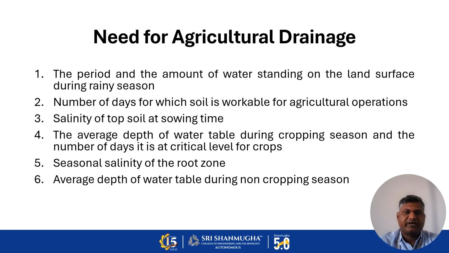So what is the need for agricultural drainage? The period and amount of water standing on the land surface during the rainy season, the number of days for which soil is workable for agricultural operations, salinity of topsoil at sowing time, the average depth of water table during the cropping season, and the number of days it is at a critical level for crops, seasonal salinity of the root zone, and the average depth of water table during the non-cropping season. These are needed for proper agricultural drainage.